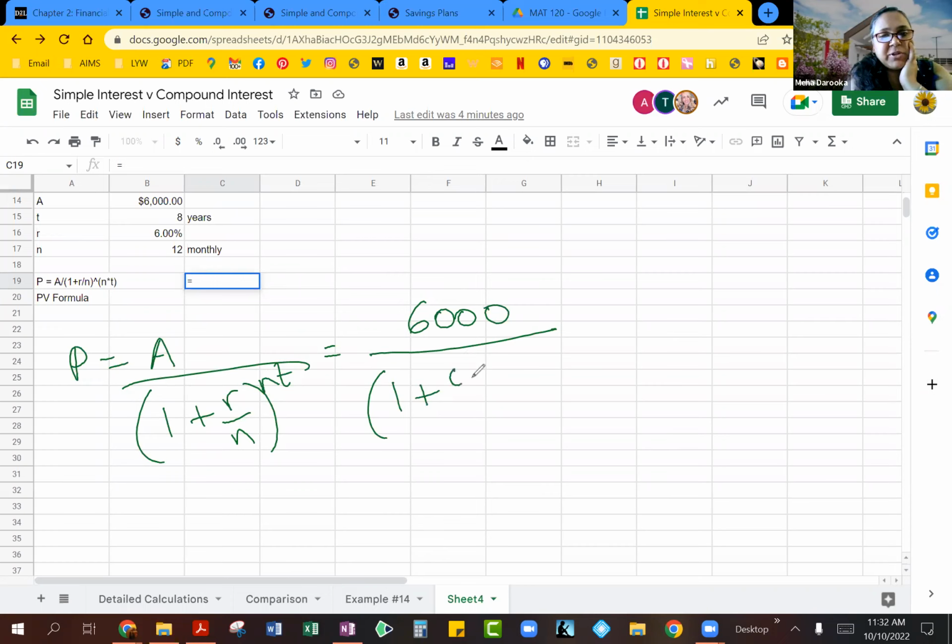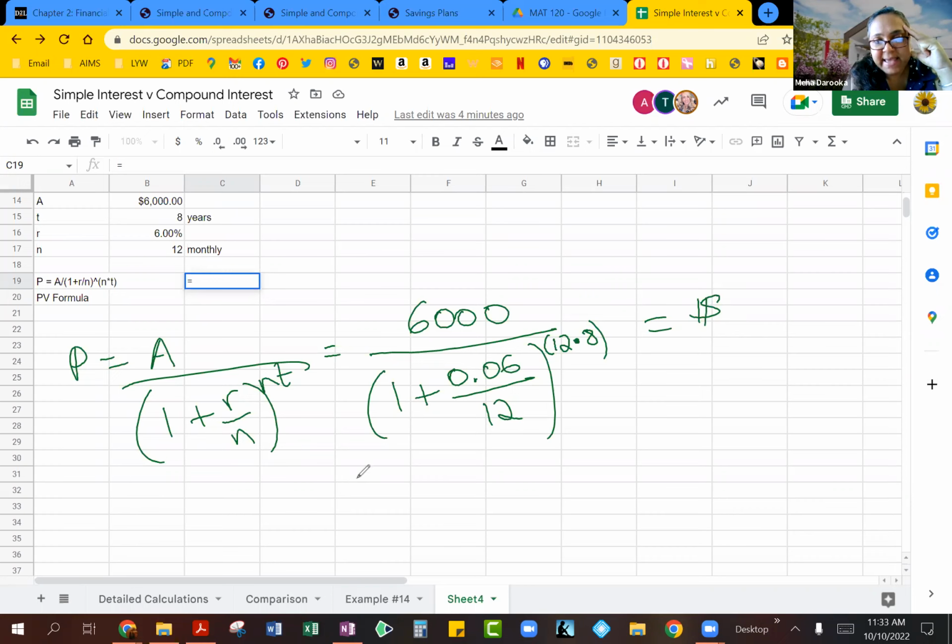Remember, as a decimal, your 6% becomes 0.06. We're dividing it by the N value. And then, of course, we would raise it to the exponent of N times T, which we were doing for 8 years. So we would do it that way, and then figure out what the dollar amount would come out to be.